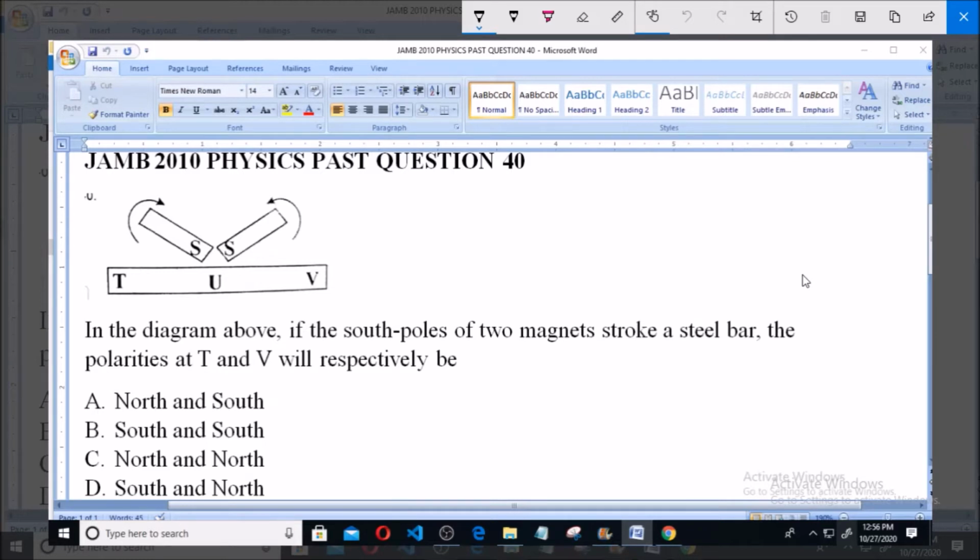In the diagram above, if the south poles of two magnets stroke a steel bar, the polarities at T and V will respectively be: A. North and south, B. South and south, C. North and north, D. South and north.